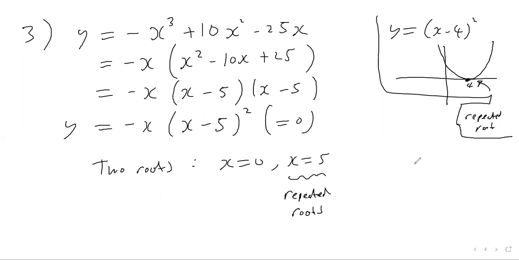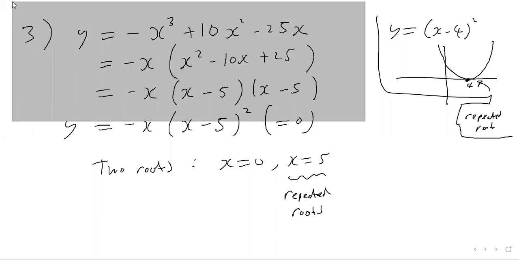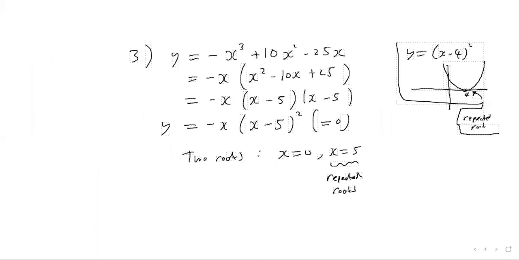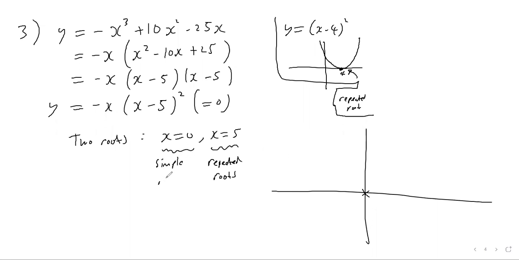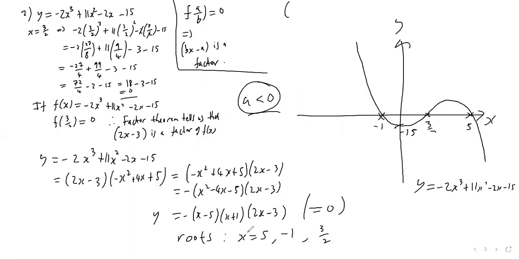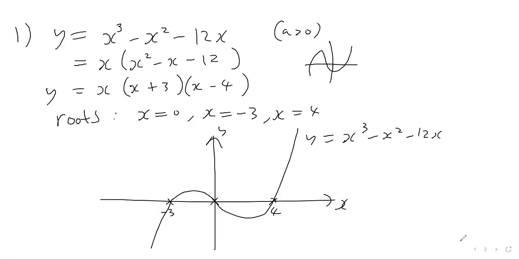If we sketch this graph, we've got to be a little bit careful with this one. We need to make sure that at the root x equals 5, our graph doesn't pass through, but touches the root. It's basically a tangent to the root. Let's try and sketch this. We've got a root at x equals 0. This is a normal root, what we call a simple root. A simple root is just like the roots we've had in our previous example. These are all simple roots, because we have just linear factors without squaring them.